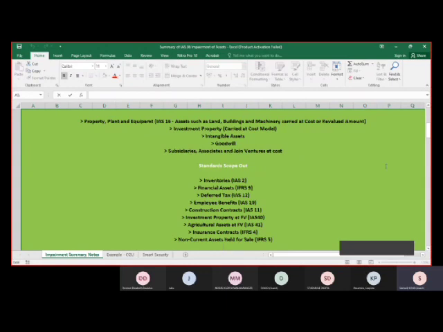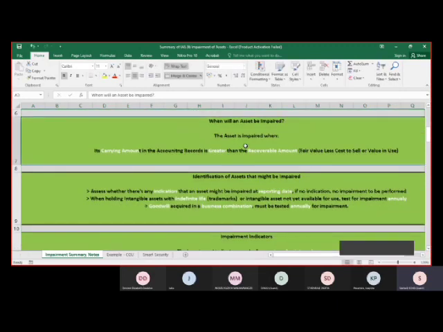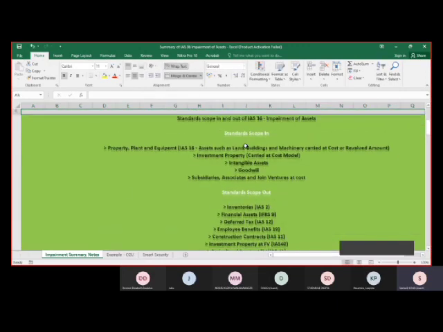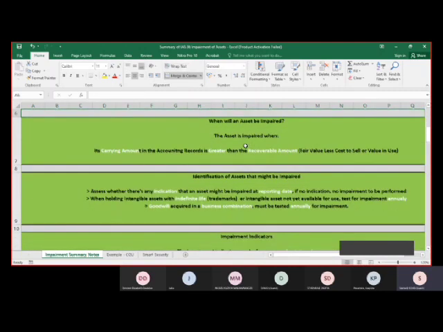Those standards have their own criteria. For example, for assets carried at fair value, the impairment factor is already taken into account when you measure them at fair value. Because the fair value goes up and down, that is taken into account. So that's the scope of IAS 36.